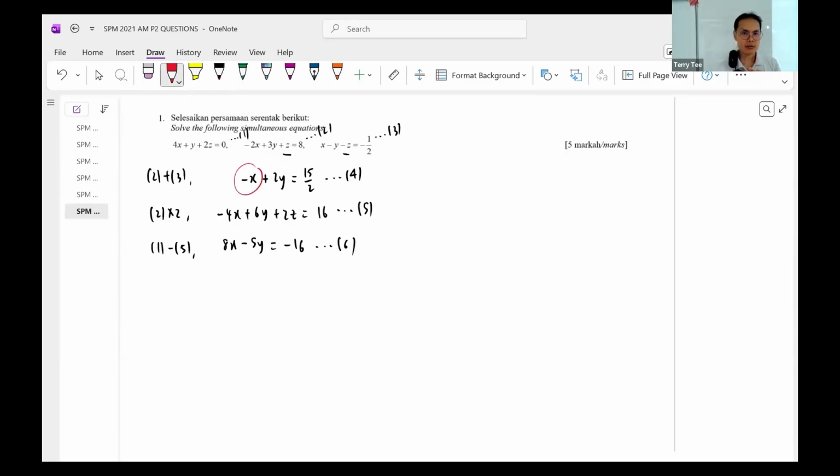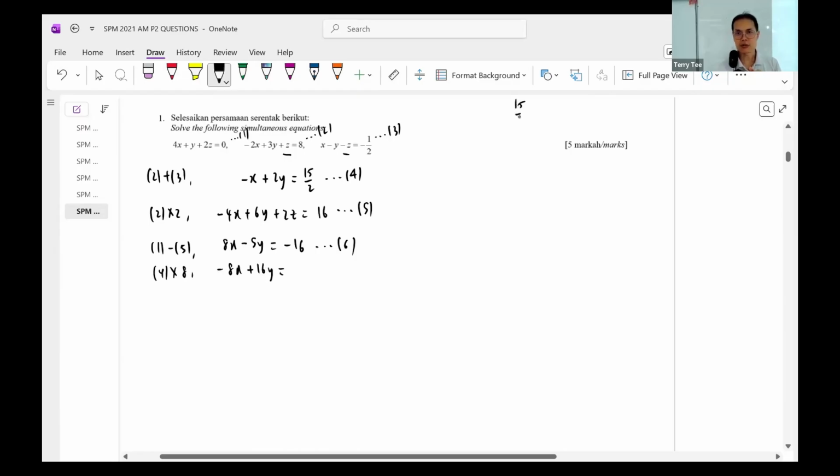Okay, in this case I look at it. My LCM is 1 and 8, we take 8. You have 2 and 5, which is 10. So I think y is a bit longer. I will take equation 4, I times 8. So I get minus 8x plus 16y. 15 over 2 times 8: cancel that with 4, 15 times 4 is 60. Equation number 7.